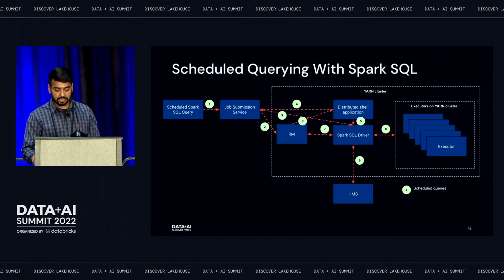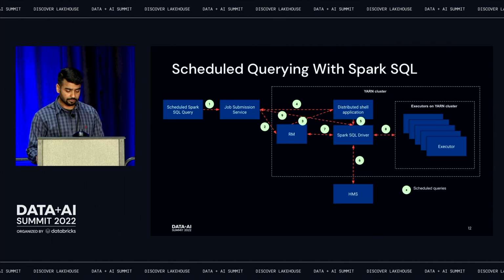A scheduled query is submitted through a scheduler like Airflow by making a call to the job submission service. Job submission service is a custom service that we wrote, which essentially is an interface to the Yarn cluster. Once a query comes to job submission service, it wraps the query execution in a distributed shell application. And then it asks the resource manager for a container to run the distributed shell application. Yarn allocates a container and returns its information to job submission service.